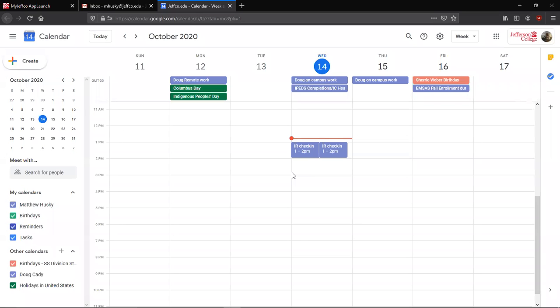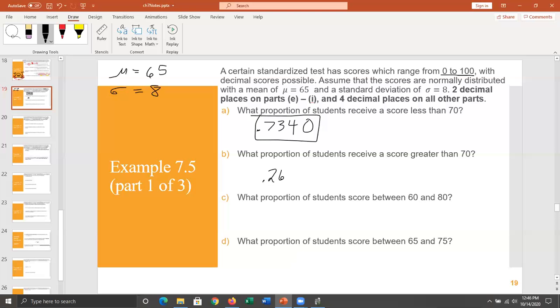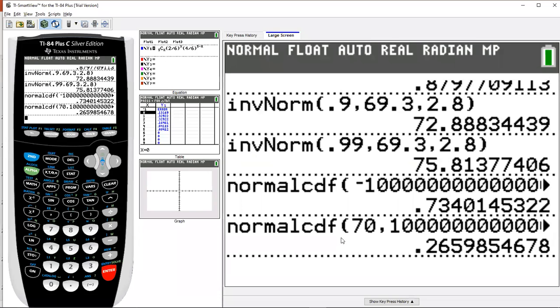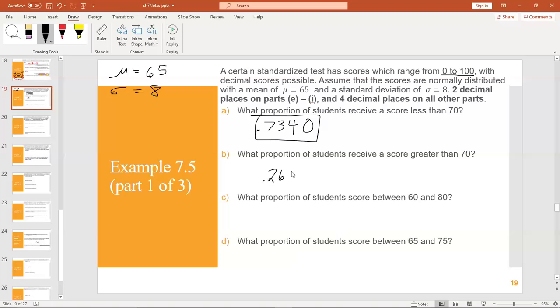What was that? Why do I keep going to the... 0.2660 is what that is. 0.2660. There we go. There's that. What proportion of students are between 60 and 80?